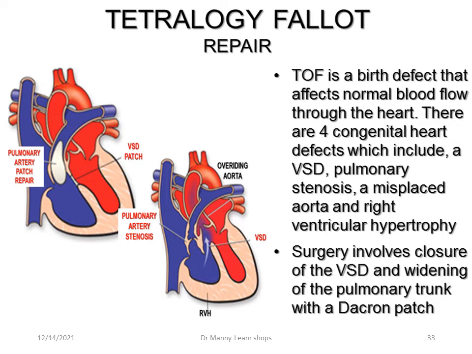Tetralogy of Fallot. Tetralogy of Fallot is probably the most common cyanotic congenital cardiac anomaly, and it's a birth defect that affects normal blood flow through the heart. There are 4 congenital heart defects, tetra, which include a ventricular septal defect, pulmonary stenosis, a misplaced aorta, which is called an overriding aorta, and right ventricular hypertrophy. Surgery involves closure of the VSD, ventricular septal defect, and widening of the pulmonary trunk with a Dacron or pericardial patch.